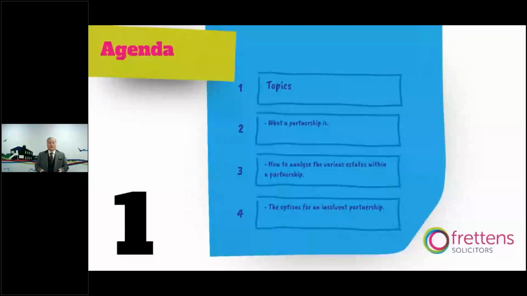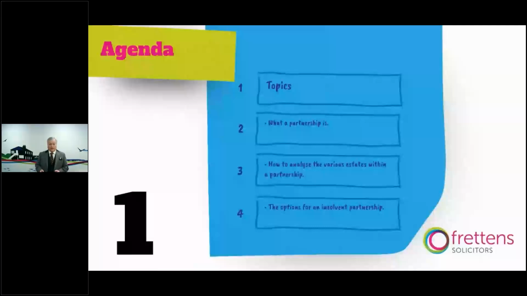First of all, I'll be looking at what a partnership is, as it's when you've got a partnership that the Insolvent Partnerships Order applies, and when the Insolvent Partnerships Order applies, you've got a selection of procedures from the Insolvency Act that you can choose from, but they do work in slightly different ways to how you're used to dealing with them. Second thing I'm going to be talking about is how to analyse the various estates within a partnership.